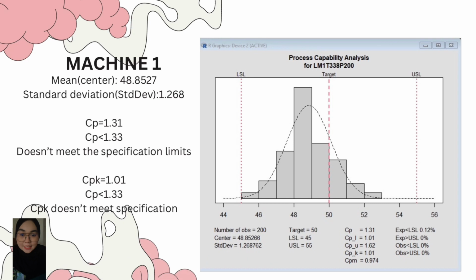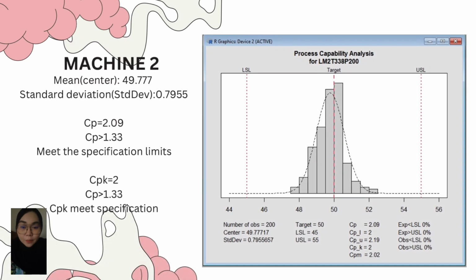This is the process analysis for machine 1. The center is 48.8527 and the standard deviation is 1.268. Furthermore, the CP is 1.31, which is lower than 1.33. It means it does not meet the specification limit. For CPK equal 1.01, which is lower than 1.33, the CPK does not meet the specification.